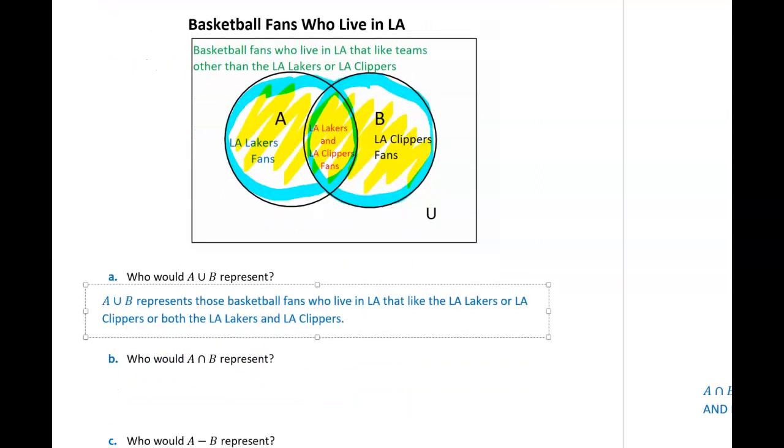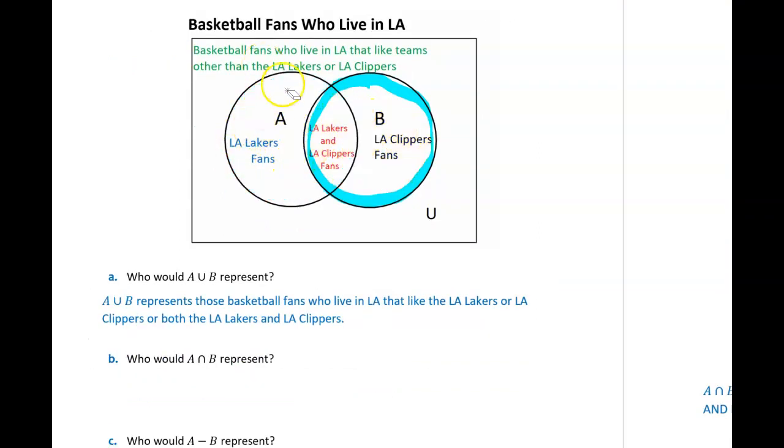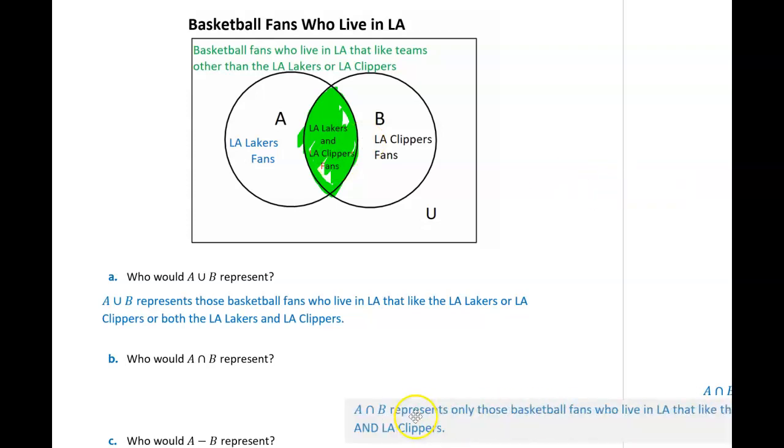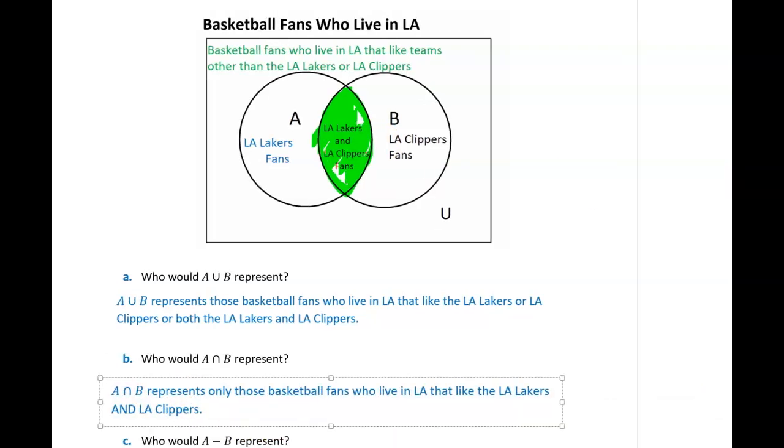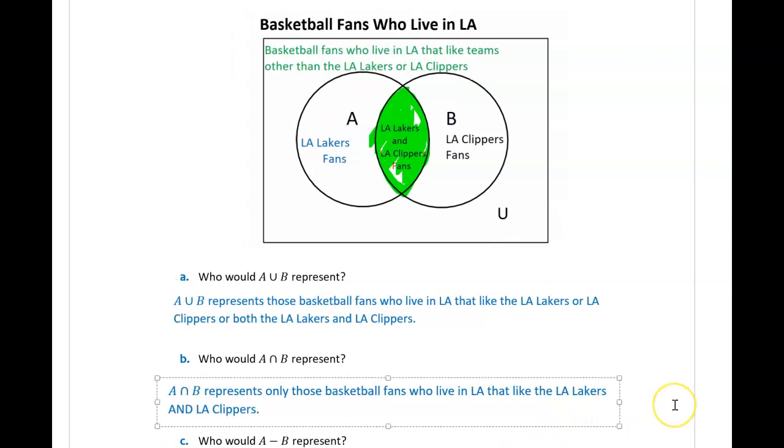Part B, who would A intersected with B represent? So A intersected with B would be this region which overlaps. So A intersected with B represents those basketball fans who live in LA that like the LA Lakers and the LA Clippers.